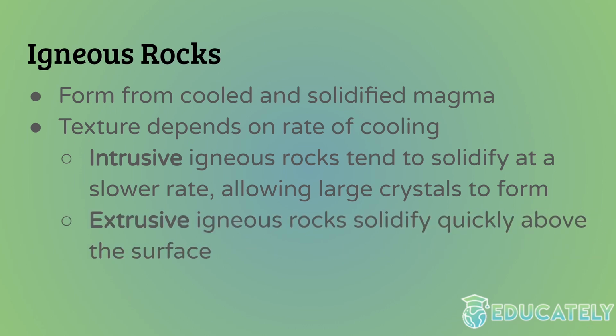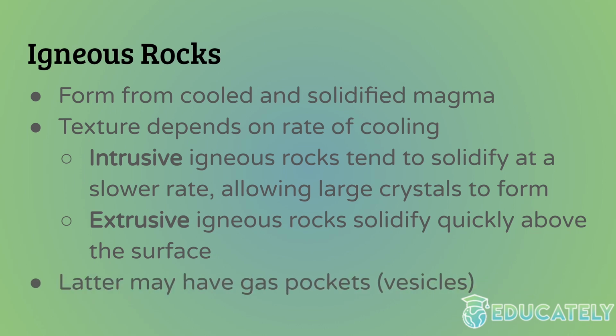Meanwhile, you also have extrusive igneous rocks that solidify above. Ex means out, so out above the Earth's surface, and these solidify a lot quicker than intrusive rocks, and as a result, they don't have time to develop crystals. They're a lot finer. Sometimes it takes them seconds to solidify, in which case they're almost like glass, glossy. Also, these extrusive igneous rocks often have vesicles, which are just gas pockets.